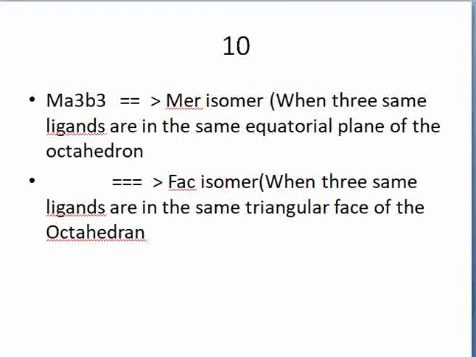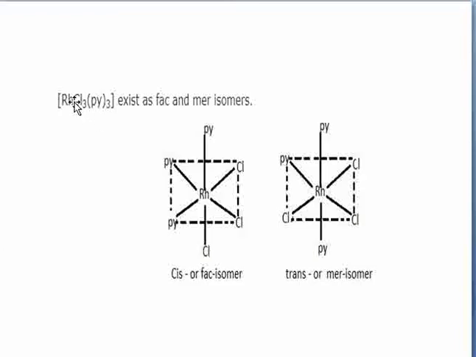fac isomers or facial isomers. Example, like here when you look at this, rhodium Cl3, pyridine 3, they exist as fac and mer isomers. In the fac isomers, all the pyridines and all the chlorines are on the same face. This is like a face of the octahedron. They will be present on a single face of the octahedron. On the other side, they will be on the other face. Meridional means they are trans. Otherwise, we can call it trans.